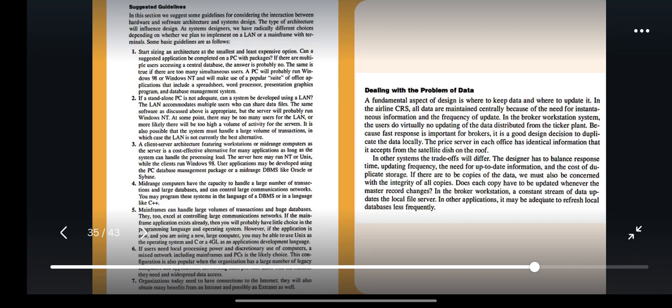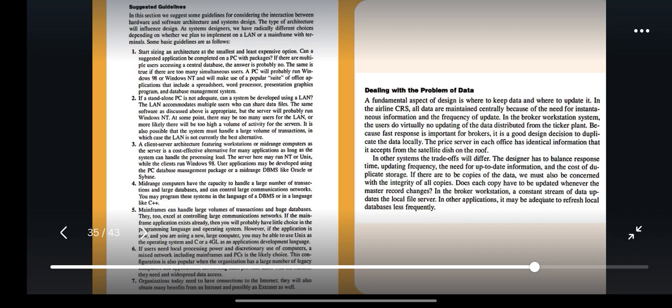It is a good design decision to duplicate the data locally. The price server in each office has identical information that it accepts from the satellite dish on the roof. On other systems, the trade-off will differ. The designer has to balance response time, updating frequency, the need for up-to-date information, and the cost of duplicate storage.